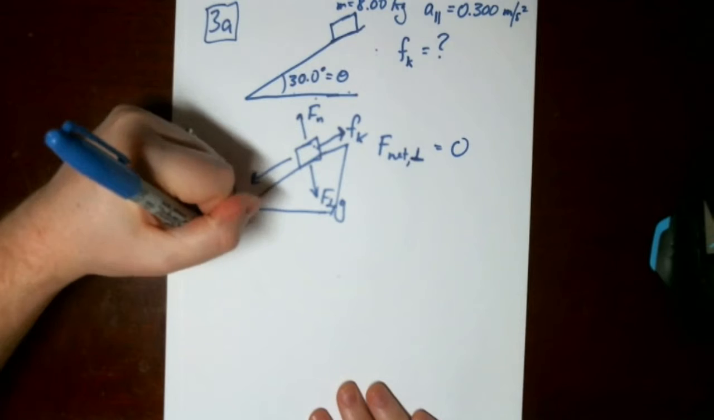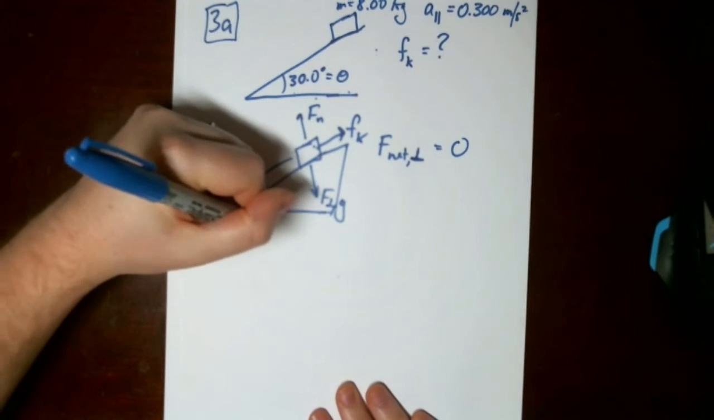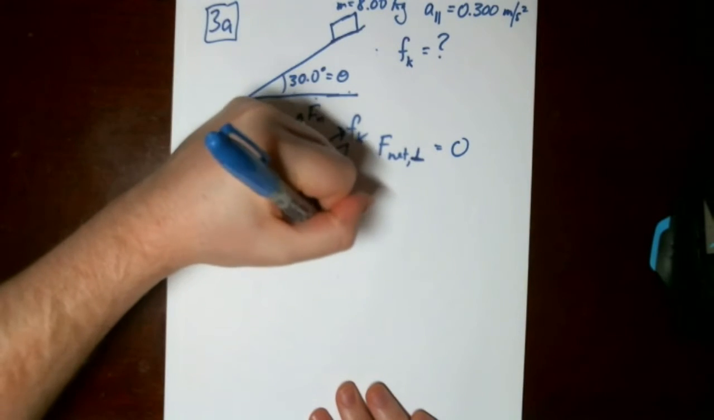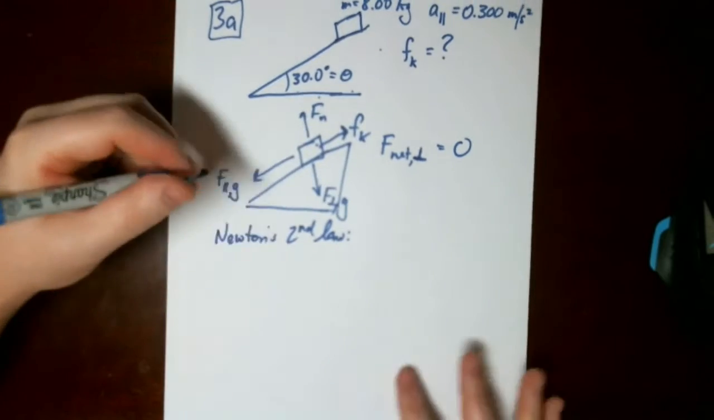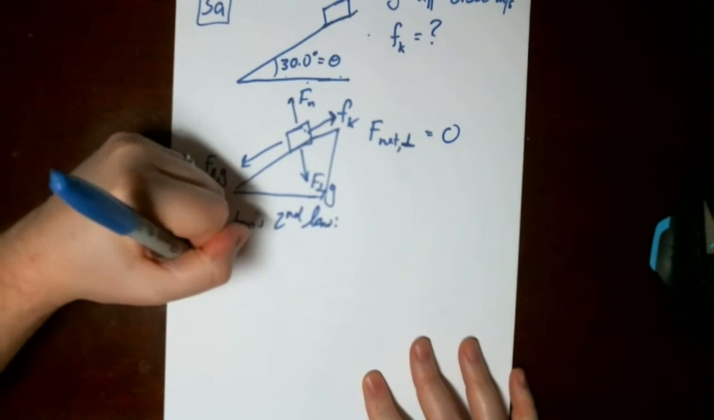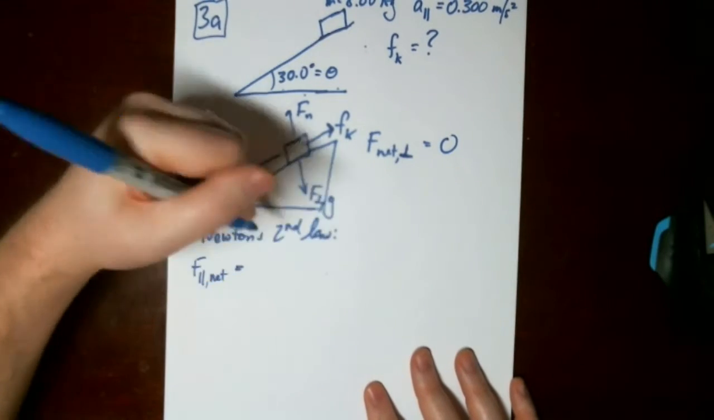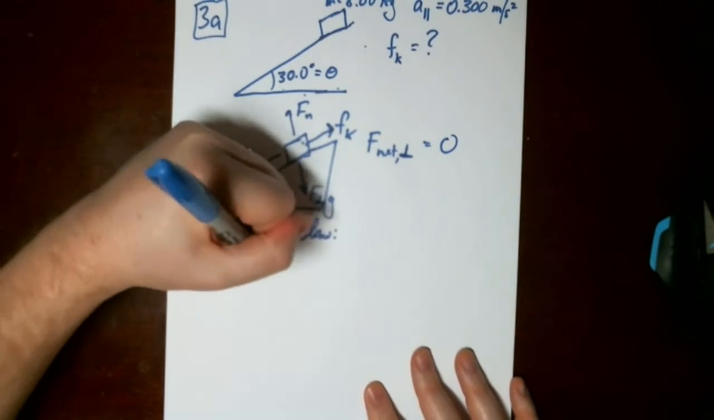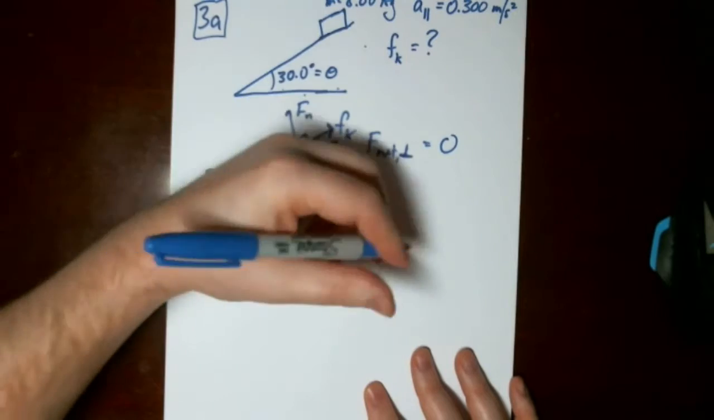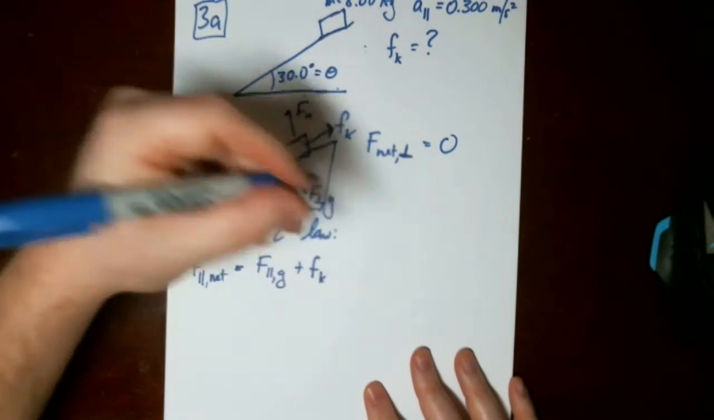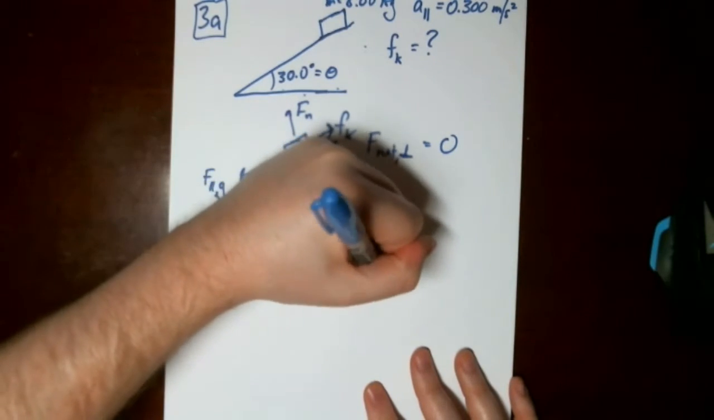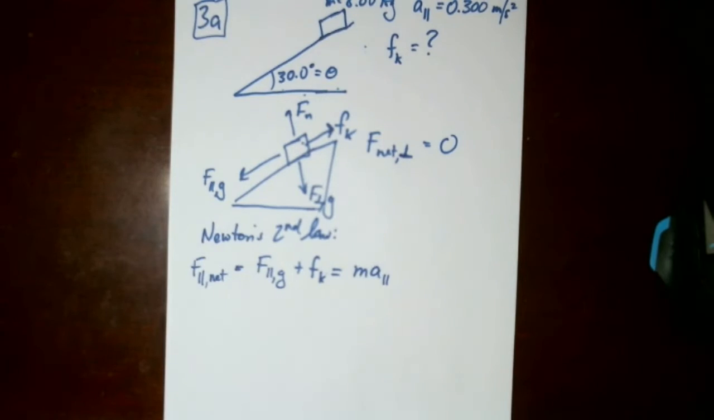So let's write down Newton's second law for the parallel forces. We know that F parallel net is equal to the parallel force of gravity plus the force of friction. And that's equal to the mass of the box times its acceleration down the ramp.